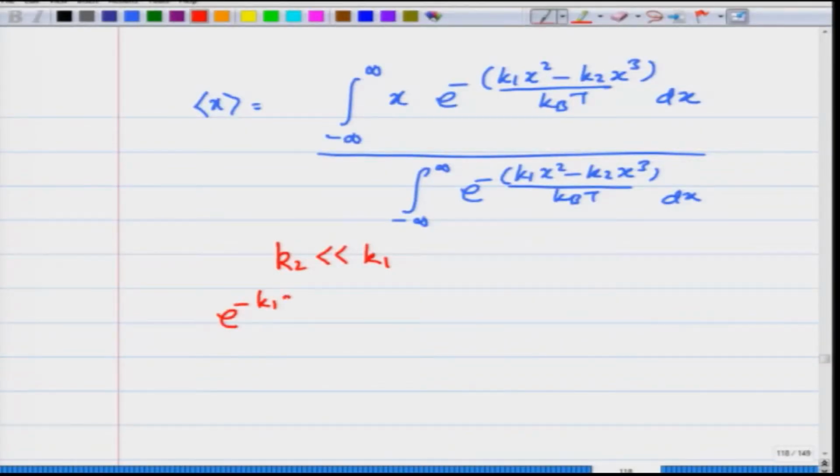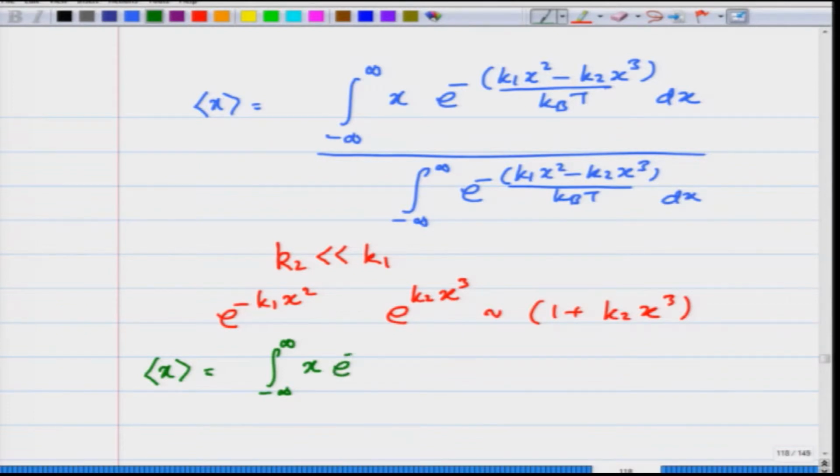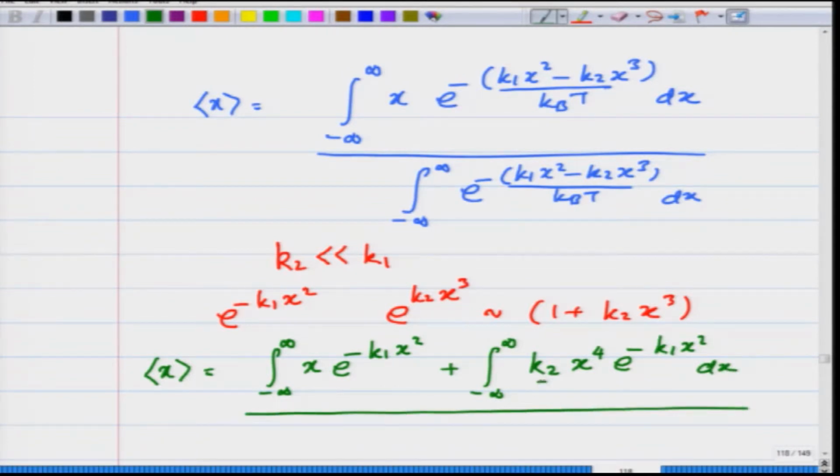Now, this thermal expansion comes about, which is a very small number, and that is affected by k2. So, k2 is much smaller than k1. So, therefore, what I am going to do is retain e raised to minus k1 x square as is, and take e raised to k2 x cubed as 1 plus k2 x cubed, and keep terms only up to linear in k2. And therefore, I can have average x equal to the integral from minus infinity to infinity of x e raised to minus k1 x square, plus the integral from minus infinity to infinity of k2 x raised to 4 e raised to minus k1 x square dx, divided by, I have already taken care of k2 here up to linear term.